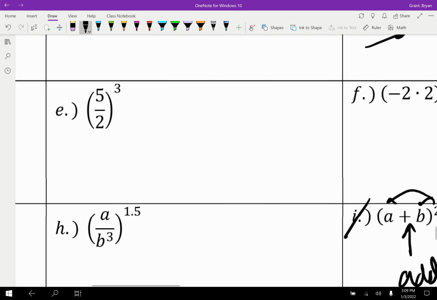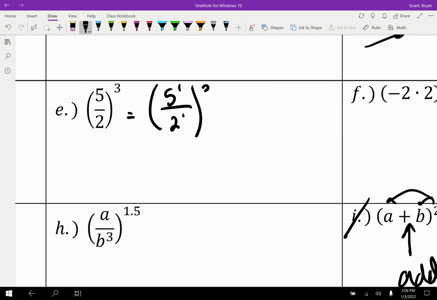So let's look at part E. That's a fraction to the third power, but great. Fractions are easy. Fractions are just division. 5 to the first over 2 to the first cubed. Distribute the 3. 5 cubed over 2 cubed.